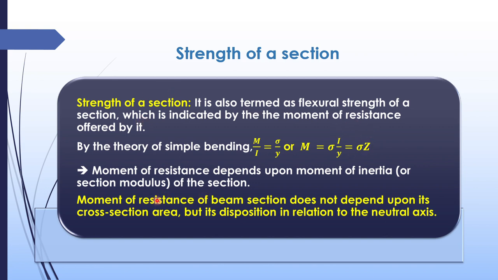section. The moment of resistance of a beam section does not depend upon its cross-sectional area. From this equation, it is clear that area is not a factor which M depends on, but M depends upon y. Y is nothing but the position from the neutral axis.